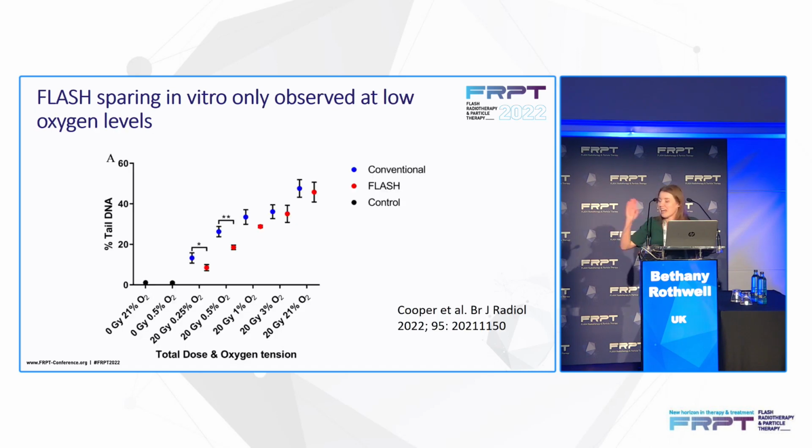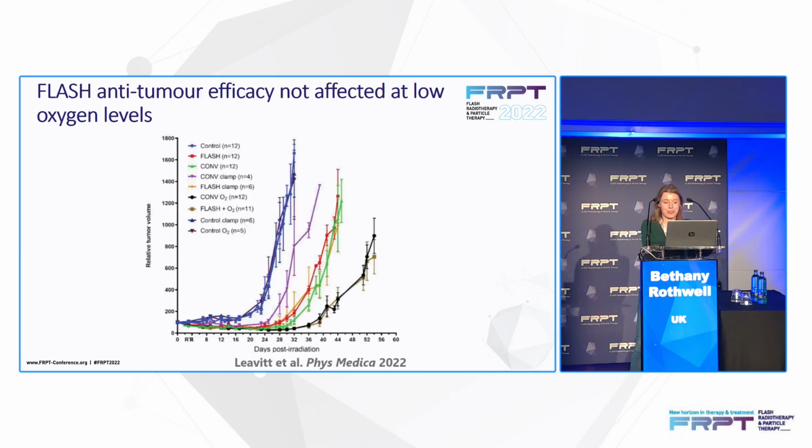In vitro, again, lots of studies. I think Marco's going to show some of the stuff that they've been doing. But this is just a really good example of how the oxygen conditions really influence whether or not we get a flash effect. This is comet assay results from Cooper et al., who found that there's a clear oxygen dependence of the flash effect, and they found that an oxygen level of about 1% oxygen is needed to see the flash effect in vitro. And not just for healthy tissue as well.